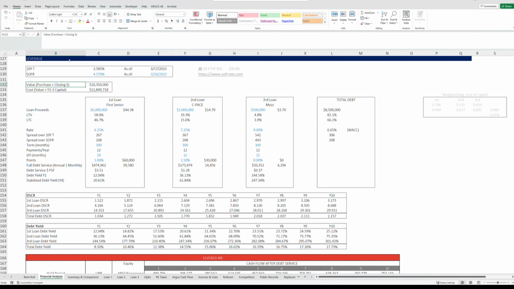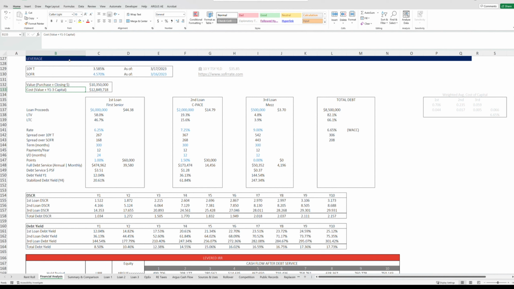Here we have value. The value seems like it's pretty straightforward, right? It's the price that you buy it for plus your closing costs. So in this particular case, the deal that we were looking at is 10.35 million. The cost, there is a big difference between value and cost. Cost is the value plus the money that you're going to have to put into it.